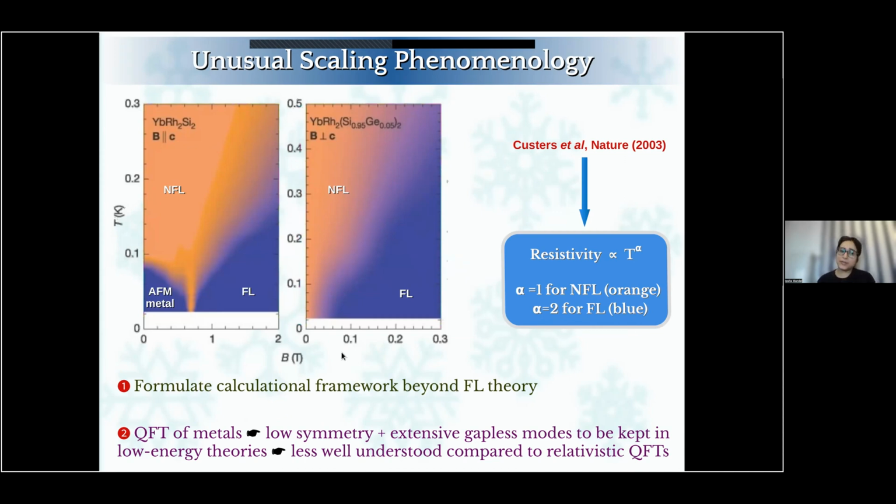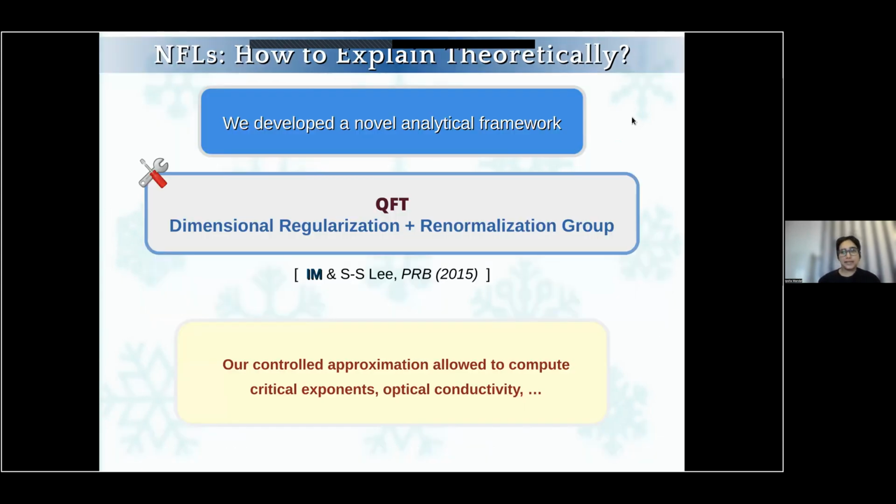Now, all these experimental observations lead us to argue that we indeed need a calculational framework beyond the Fermi liquid theory. Typically, we condensed matter physicists, when we want to write down the quantum field theory of metals, find this is harder and less well understood compared to the relativistic quantum field theories that we find in the textbooks. Because in these condensed matter systems, we have a lower amount of symmetry, and we have this extensive number of gapless modes, which have to be kept in the low energy effective action. So as theorists, we want to explain these strongly interacting systems in a controlled framework, in a controlled approximation.